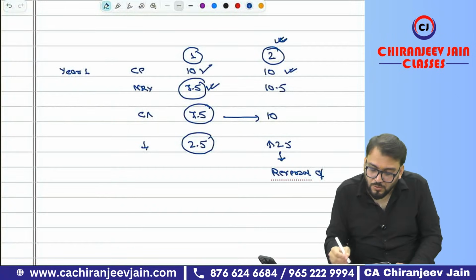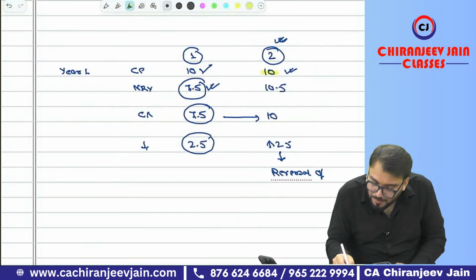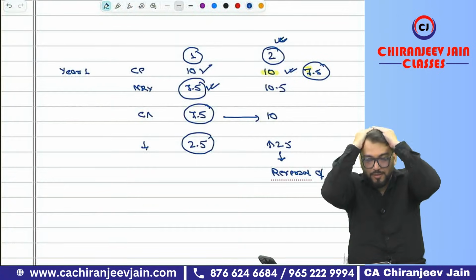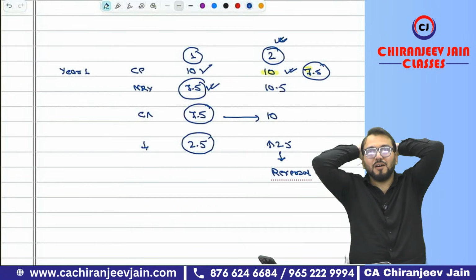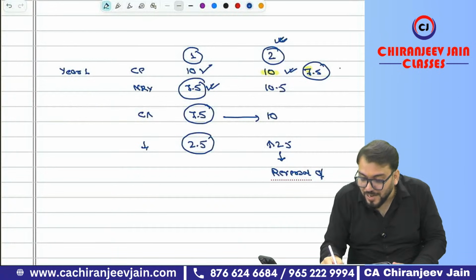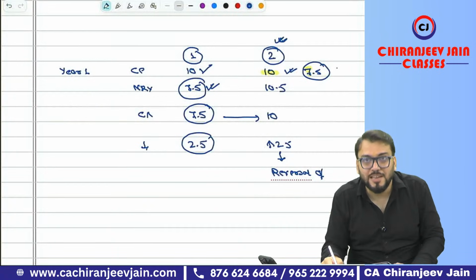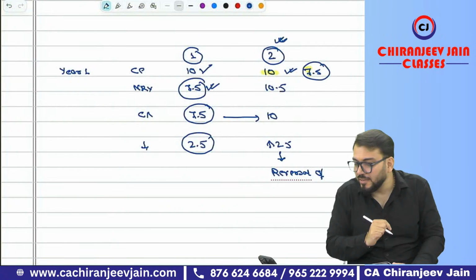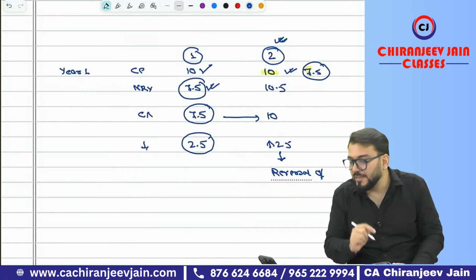You are saying this should be 7.5. Oh my god. The formula is cost price versus NRB, or carrying amount versus NRB? In Ind AS 2, the valuation is done at cost price versus NRB or carrying amount versus NRB? It is cost price versus NRB.